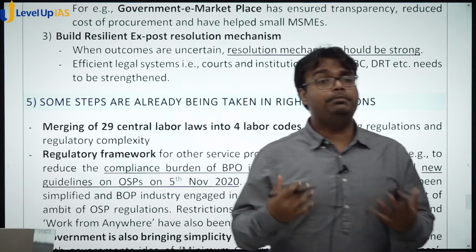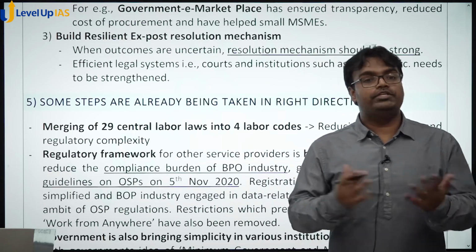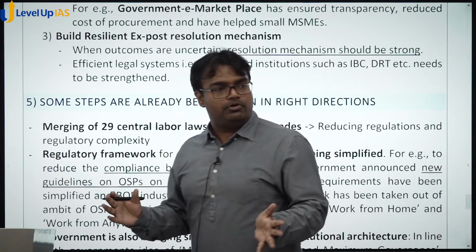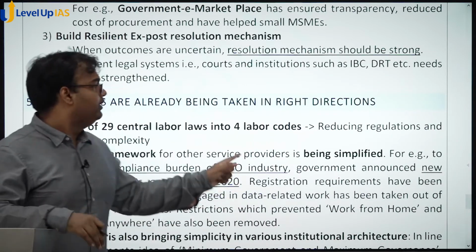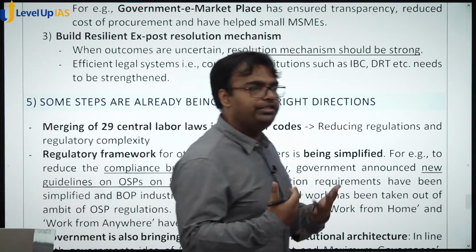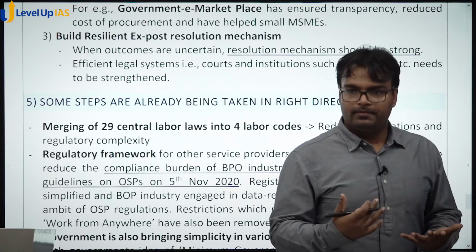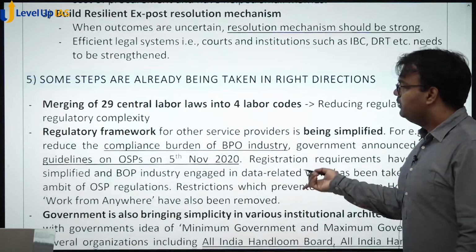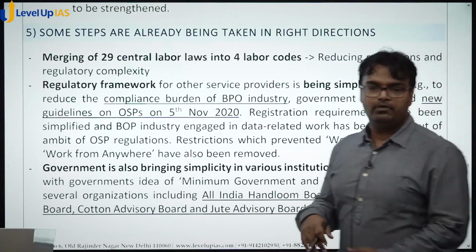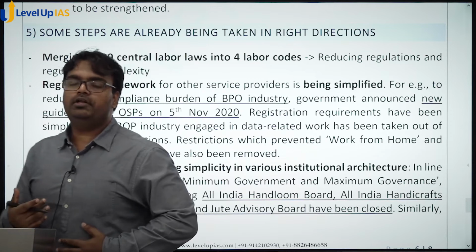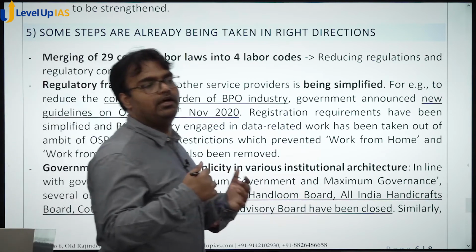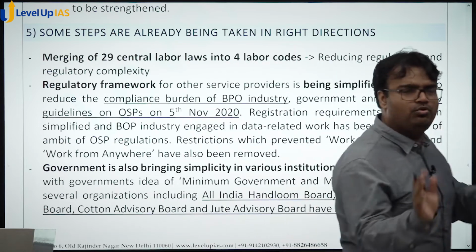Some steps are already being taken in the right direction. Over-regulation is being reduced. For example, you must be knowing that there were a large number of central labor laws. Those have been compiled into 4 labor codes. So this is a step towards reducing regulations. Similarly, last year there were some changes brought for the BPO industry. The BPO industry was put under a number of restrictions earlier, like a restriction on work from home, registration was a complex process, and so on.